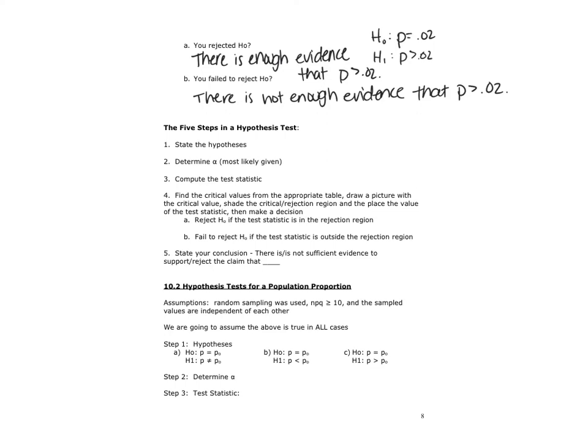And just to summarize, the 5 steps for our hypothesis test. Step 1, state the hypotheses, your null and alternative. Step 2, determine alpha, which is most likely given, but again, if it's not, you'll use 0.05. Compute your test statistic, which we'll learn those formulas in the next sections. Find your critical value from the appropriate table. Draw a picture with your critical value, shade your rejection region, and then place the value of your test statistic on the graph, which supports the decision that you'll make.